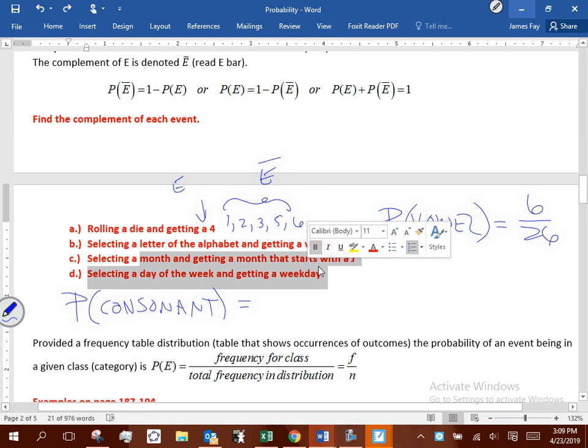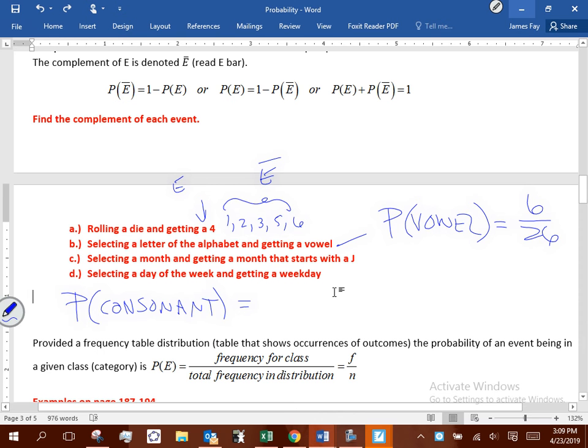Selecting a month and getting a month that starts with a J. What's the complement of that? It'd be 9. There's 3 months, January, June, and July, that start with a J, right? So the complement would be February, March, April, May, August, September, October, November, December, right? Selecting the day of the week and getting a weekday. What's the complement of a weekday? Weekend, so Saturday or Sunday, right?